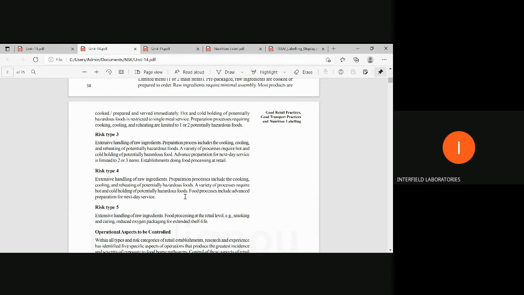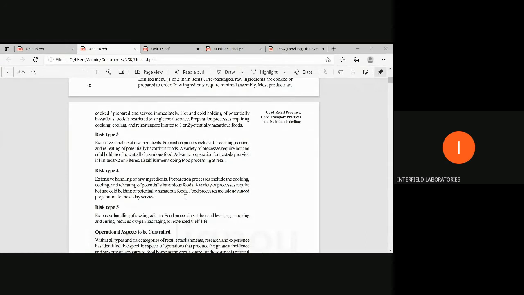Now in the establishments which come under risk type 4, food is usually prepared for next day service. All the food is for next day service. So such establishments come under risk type 4 category. Here also, extensive handling of raw ingredients is done. The preparation processes in such establishments include cooking, cooling and reheating of potentially hazardous food.